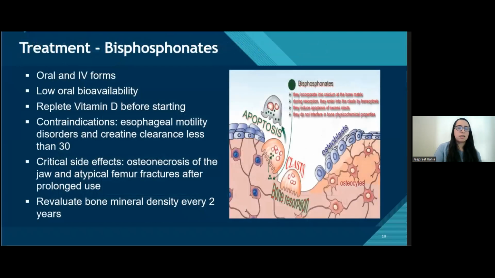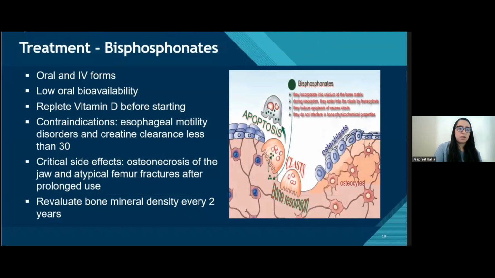So moving on into pharmacological treatments, I'll start by talking about bisphosphonates. If you turn to the figure, we can go over the mechanism of action a little bit. The bisphosphonate is represented by the green dot. The bisphosphonates accumulate in the bony matrix, and they're taken up by cells called osteoclasts, which break down bone. And when the osteoclasts take up the bisphosphonates, it causes apoptosis, preventing further bone breakdown.